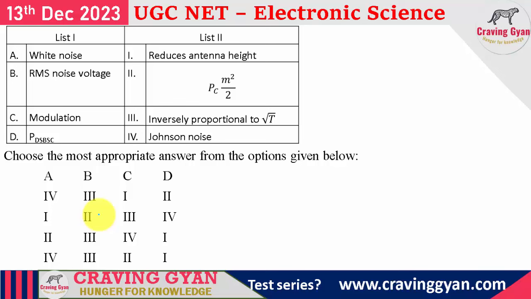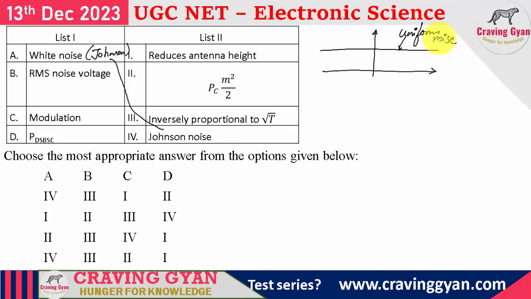In the next question, what they have specified is, choose the most appropriate answer from the options given below. White noise. This white noise is also referred to as what? Johnson noise. Now, in the case of white noise, amplitude is fixed and the noise pattern is uniform. Right? So for A, it is 4. And for B, it will be 3 only.